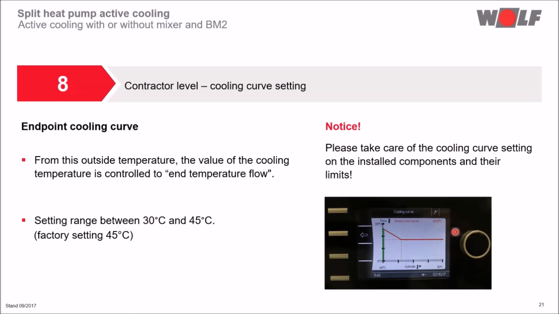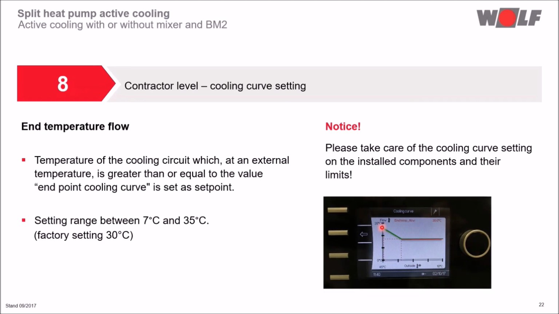In the third step, we set the end point cooling curve. From this outside temperature, the value of the cooling temperature is controlled to end temperature flow. The setting range is between 30 degrees and 45 degrees. The factory setting is here 45 degrees. Please take care of the cooling curve setting on the installed components and their limits. You can change the value by turning and pressing the rotary selector.